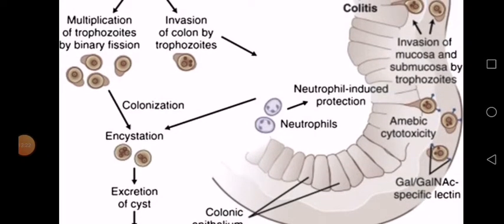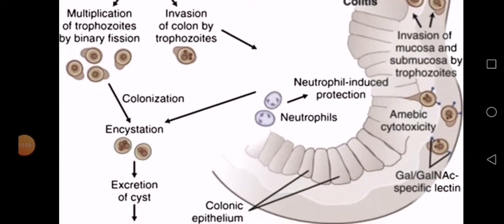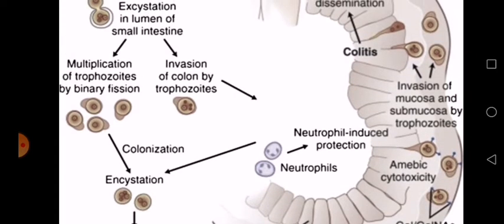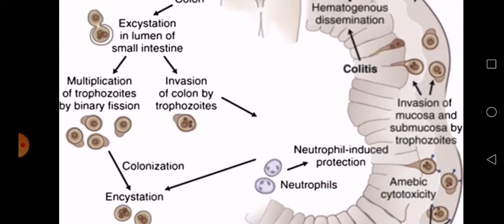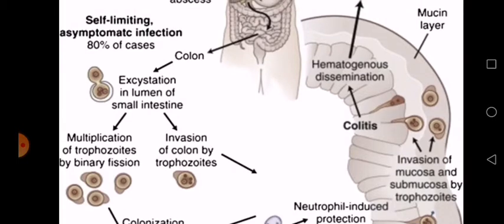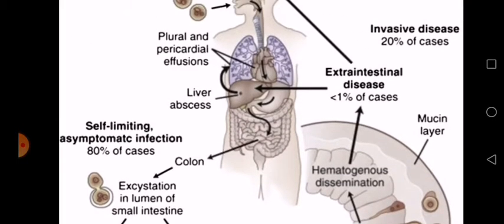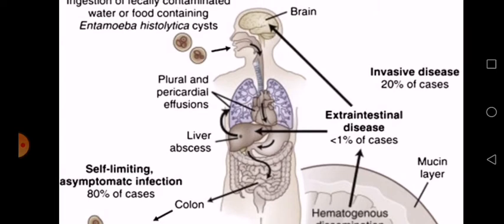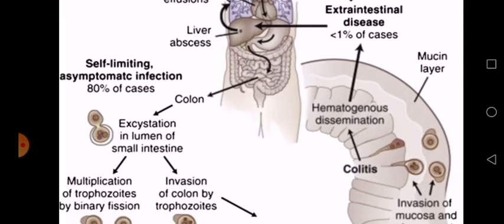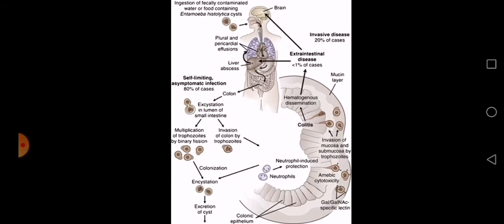Then neutrophils attack, which induces neutrophil-induced protection. Then amoebic cytotoxicity might occur. Invasion of mucosa and submucosa by trophozoites. Colitis. And lastly, hematogenous dissemination, which can cause extraintestinal diseases in less than 1% of cases, which can lead to liver abscess, pleural and pericardial effusions, and brain abscesses. Okay, so thank you.